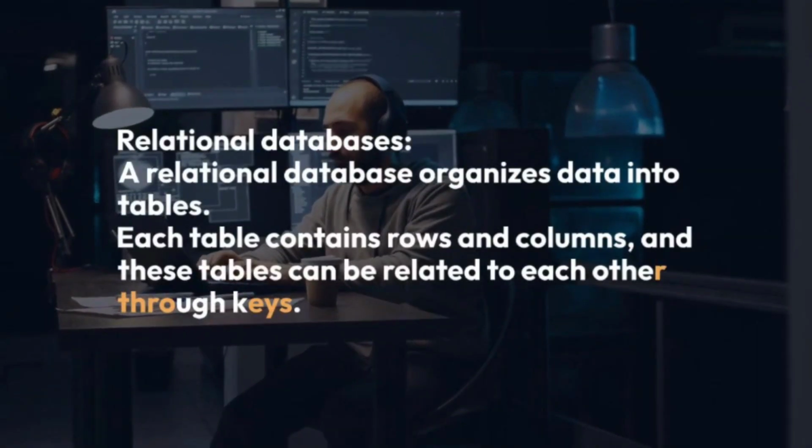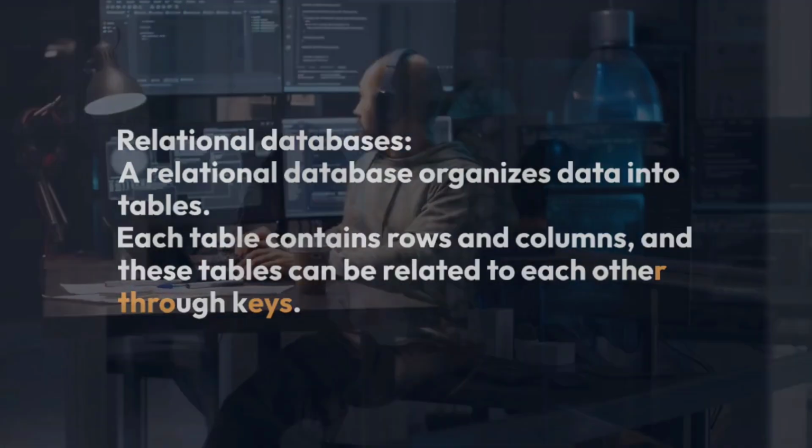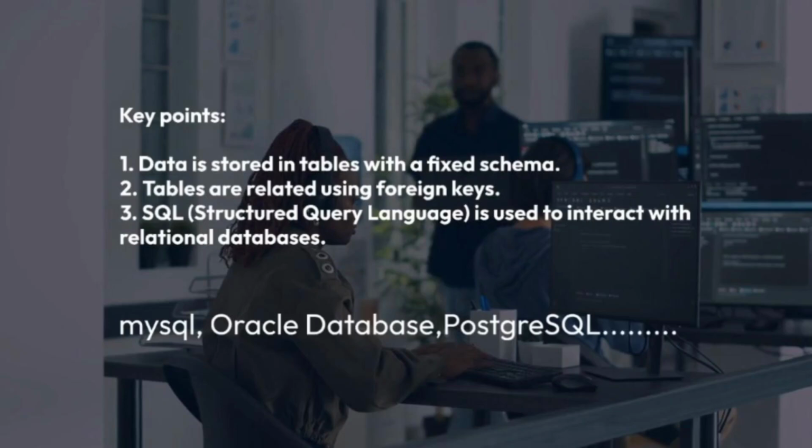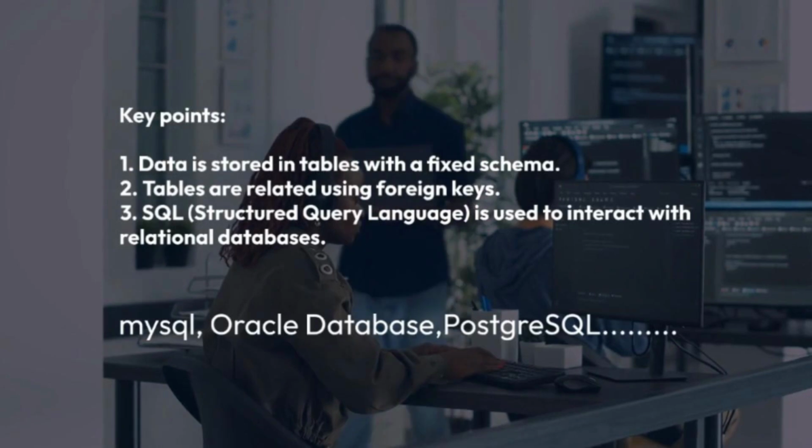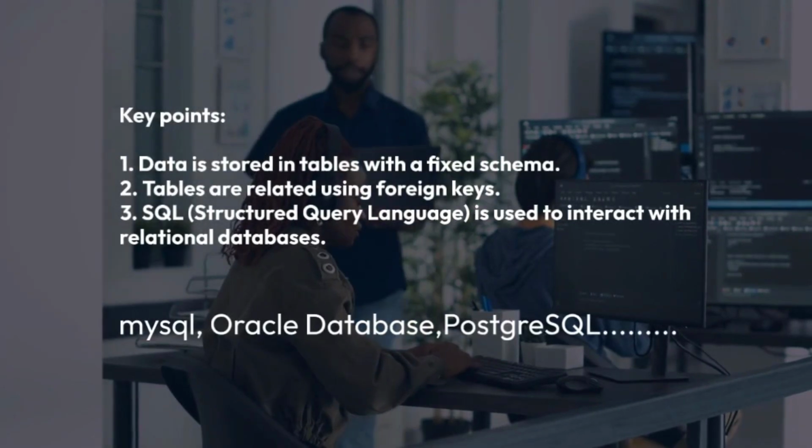A relational database organizes data into tables. Each table contains rows and columns, and these tables can be related to each other through keys. Some key points are: data is stored in tables with a fixed schema, and tables are related using foreign keys. And SQL is a language used to interact with relational databases. Some of the relational databases are MySQL, Oracle, and PostgreSQL.